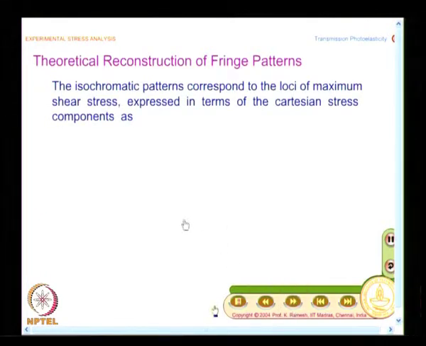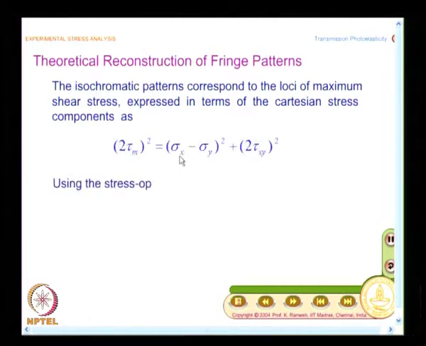And we know what these isochromatic patterns correspond to. They correspond to loci of maximum shear stress, expressed in terms of the Cartesian stress components as 2 tau m whole squared equal to sigma x minus sigma y whole squared plus 2 tau x y whole squared. Note the difference, this is in-plane shear and this is maximum shear stress.